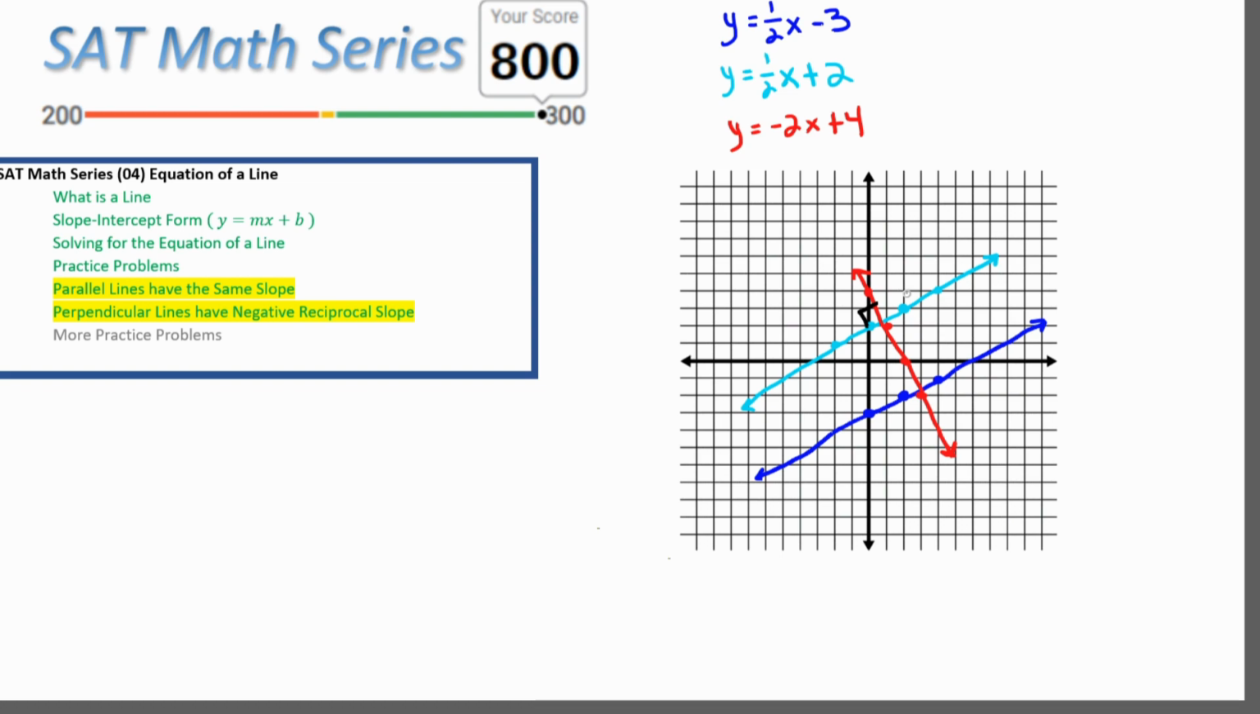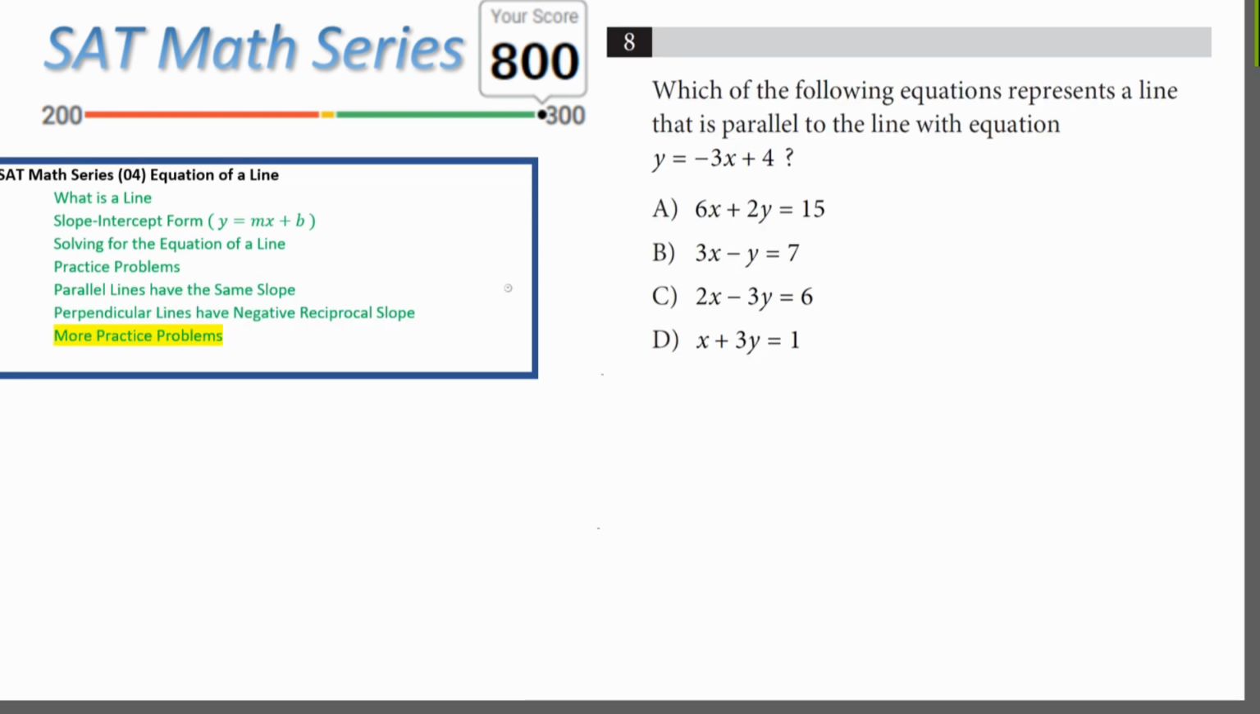Let's see some problems where this applies. Let's see that knowledge applied to a SAT problem. This problem reads, which of the following equations represents a line that is parallel to the line with the equation y is equal to -3x plus 4?